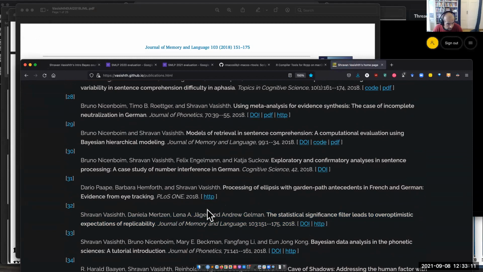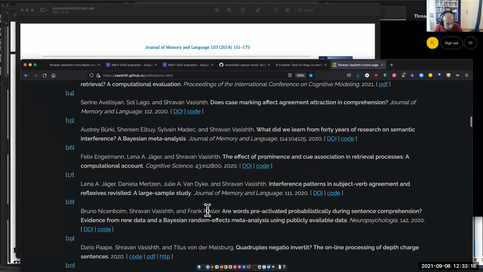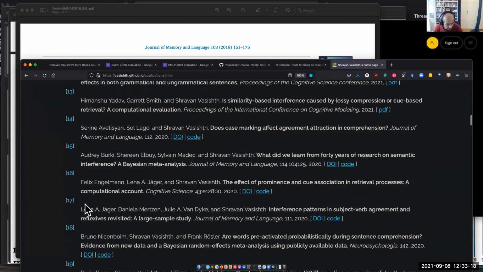Another paper I would advise you to look at, I published just last year, was it? I don't remember now. Yeah, this paper. Also in JML, this paper tries to replicate a small sample study that was published in JML with a much larger sample size. In this paper by Lena Jäger et al., we took our time to collect the data. We collected 181 subjects where the original study had 40 subjects. And it took us 4 years to collect this data. Just one experiment, very large sample size.